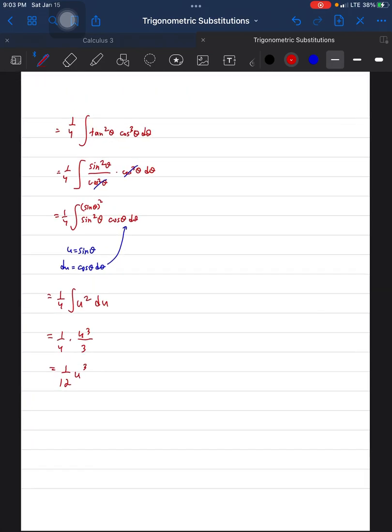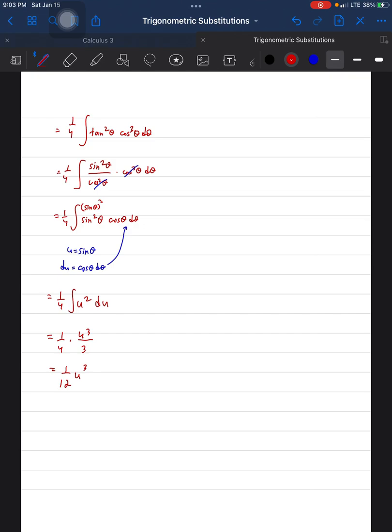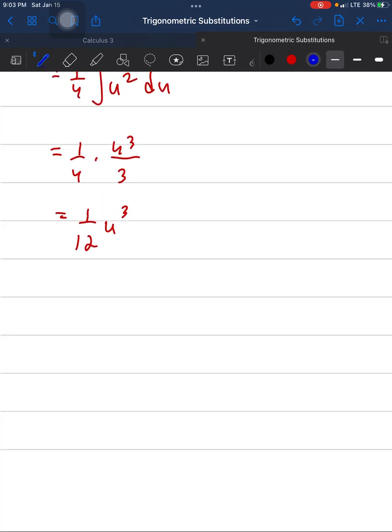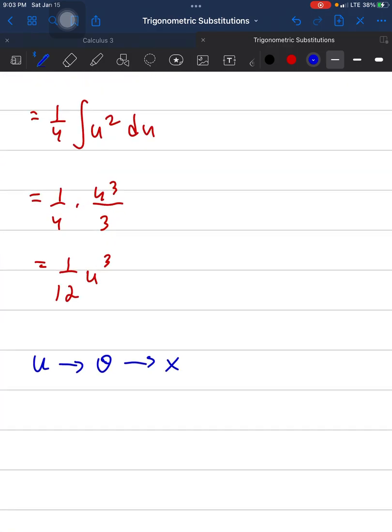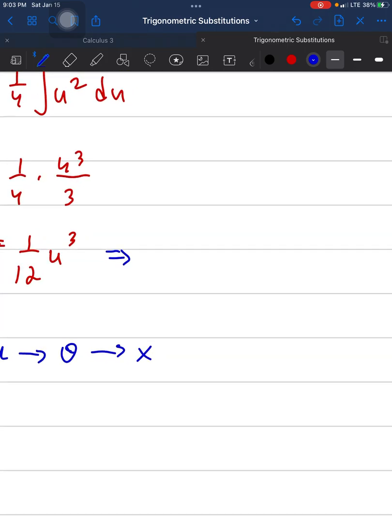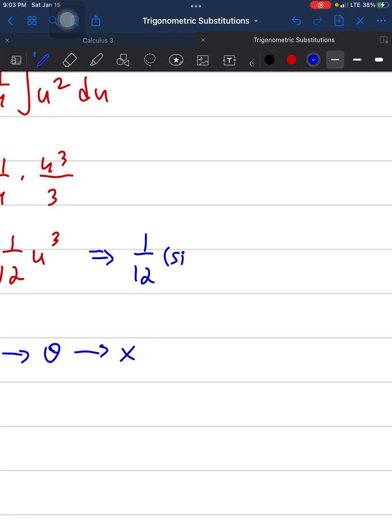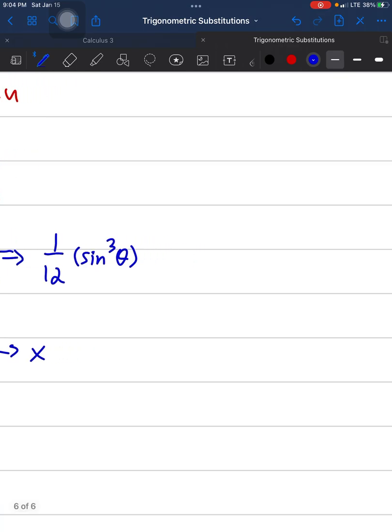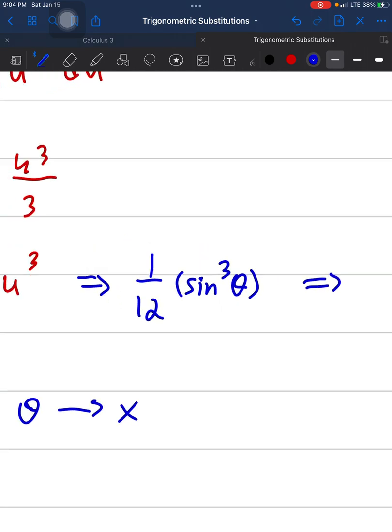So now that we did the integral and found the solution, we have to go back to x, right? But first we're going to have to go back to theta, since we switched from x to theta, and then we go from theta to x. So what we have to do now is go from u to theta and then back to x. So first, let's go back to theta. 1 over 12 u cubed turns into 1 over 12 sine cubed theta. So that's what it turns into.